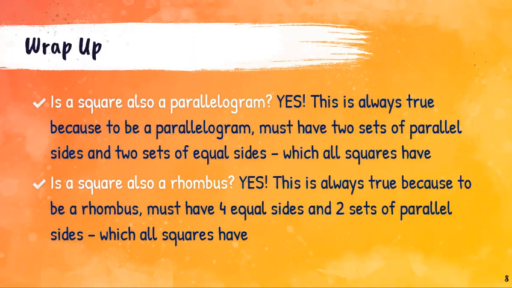So hopefully in your mind, you're kind of seeing how these attributes, some figures, some shapes share attributes, and some shapes, even though we look at a square and we say, oh, well, that's a square, well, it can be called other things, right?